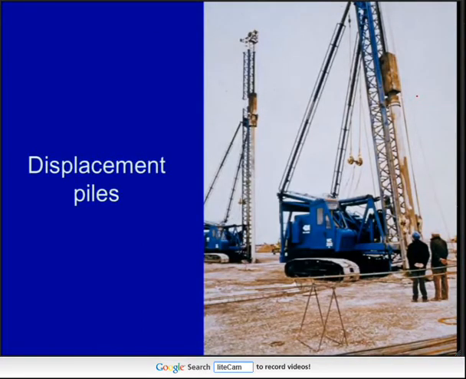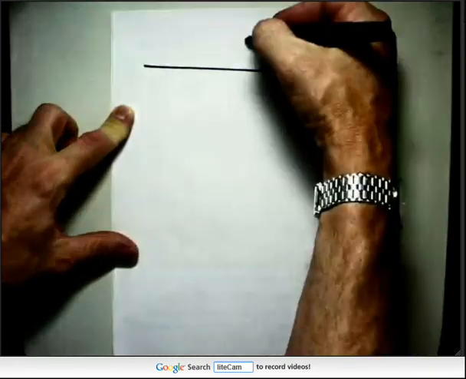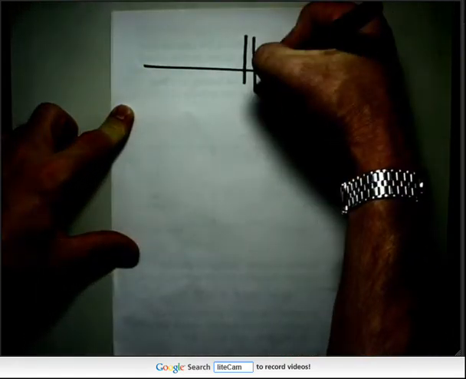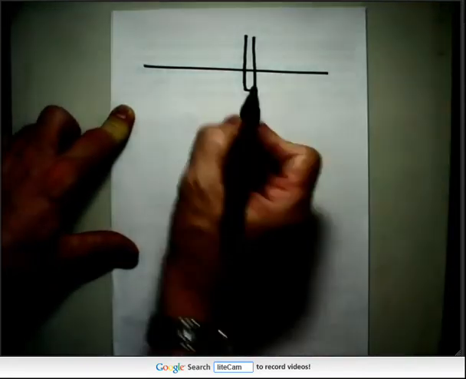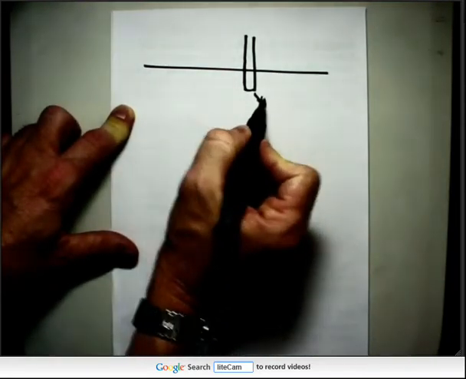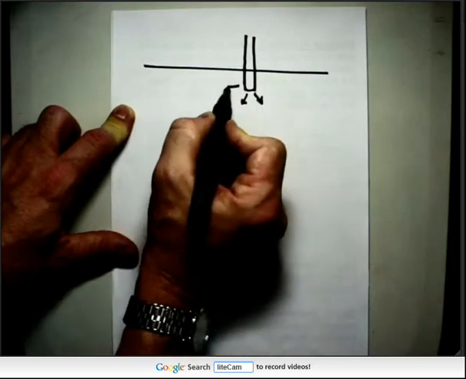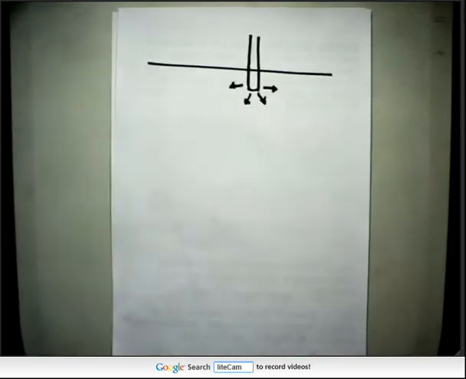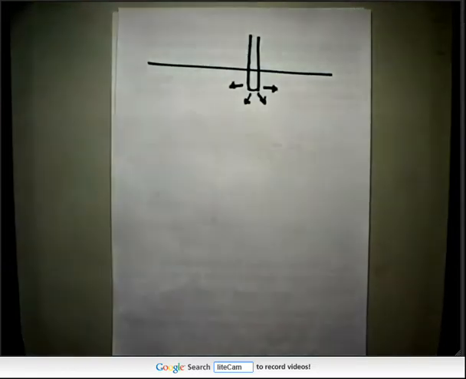So what we're doing with a displacement pile is, if we've got the ground surface here, we're pushing the pile into the ground, like so, and the soil around it is being pushed downwards beneath the pile and backwards, like so. So what's happening is the pile is causing a local zone of densification around it, and it's causing a slight increase in the horizontal stress as a result.